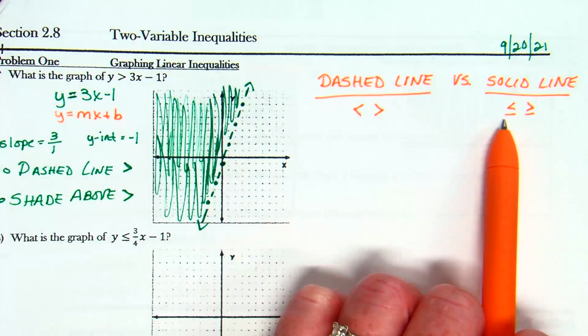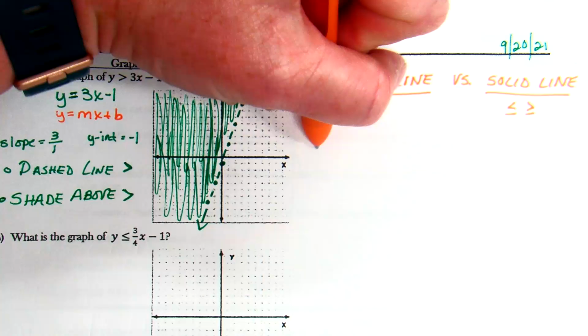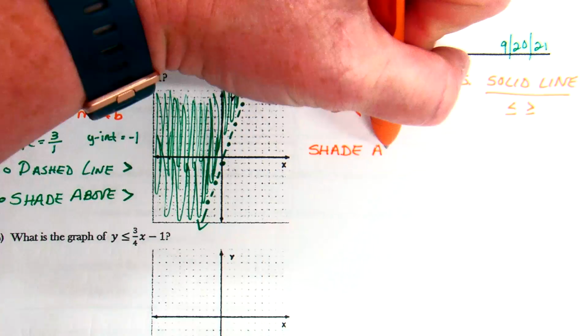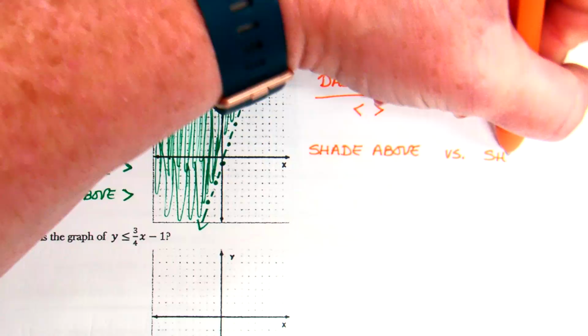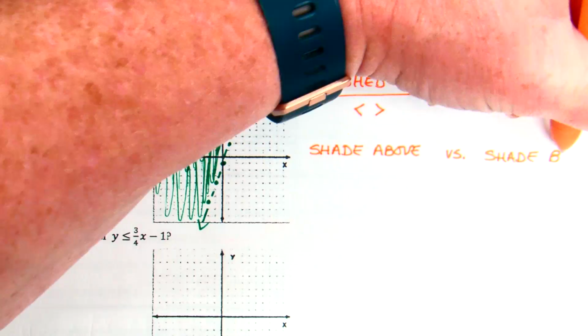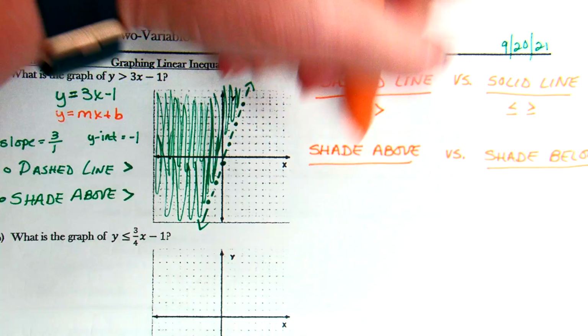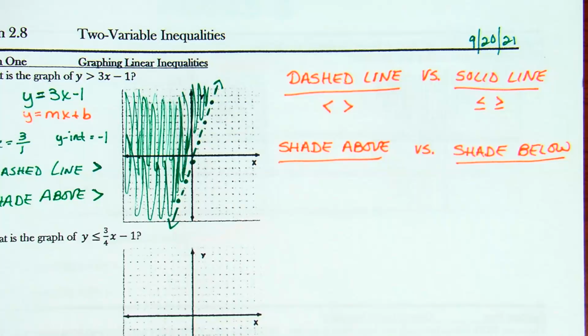The other question we have to ask ourselves, how do I know where to shade? My general rule of thumb that you will hear me ask is, are we going to shade above or are we going to shade below? And shading above or below is always, as long as it's y equals, that's what it's in reference to.